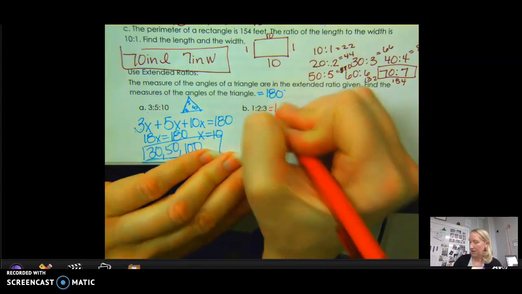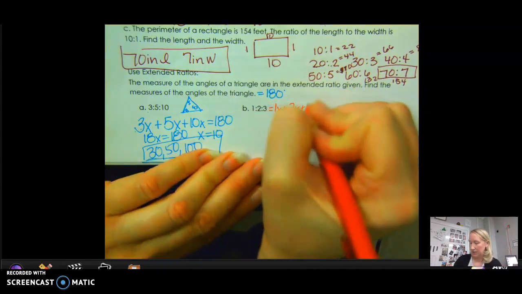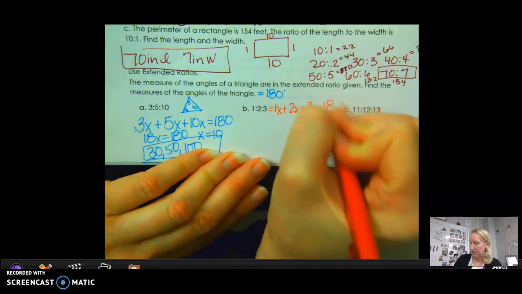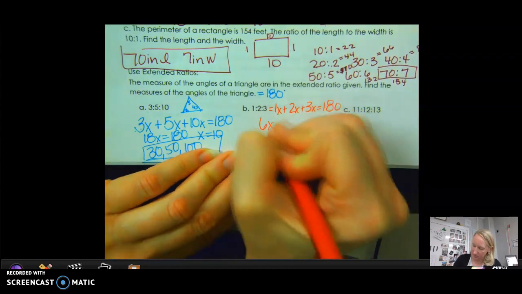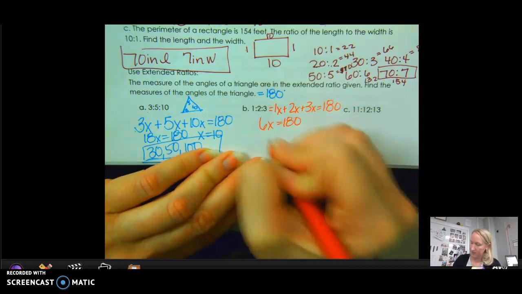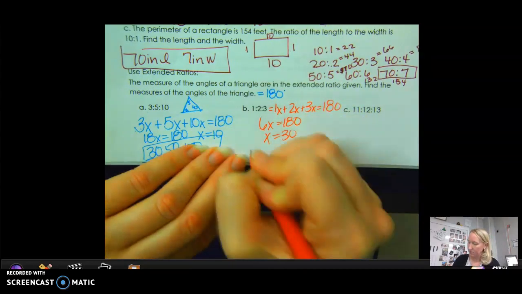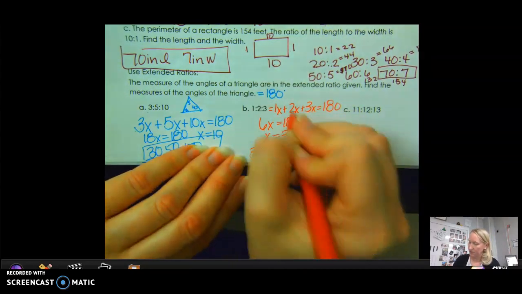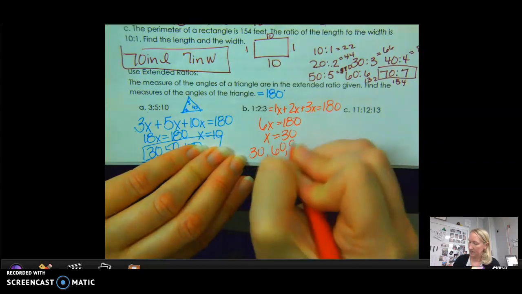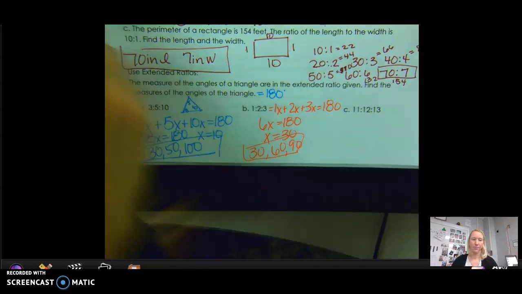Same way, 1x plus 2x plus 3x equals 180. That is 6x equals 180. Divide by 6, and I get 30. So the angle measures are 30, plug it back in up here, 60, and 90. And that does add up to 180.